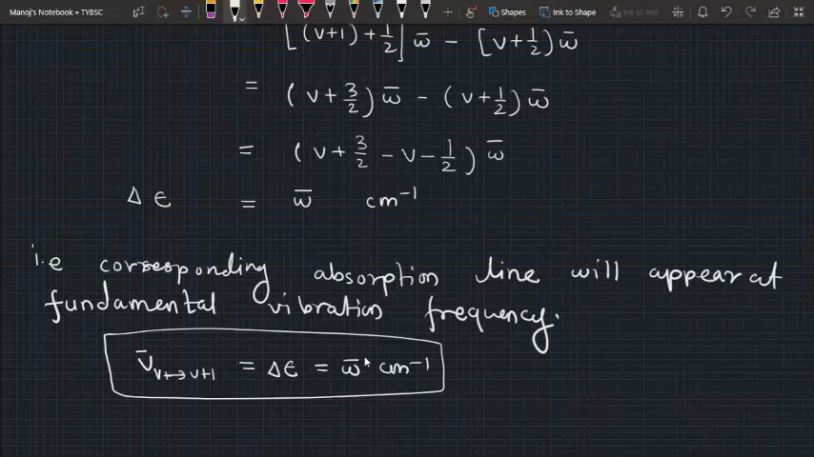Okay, so we will stop here. In the next lecture, we will see the vibration-rotation spectra. Thank you.